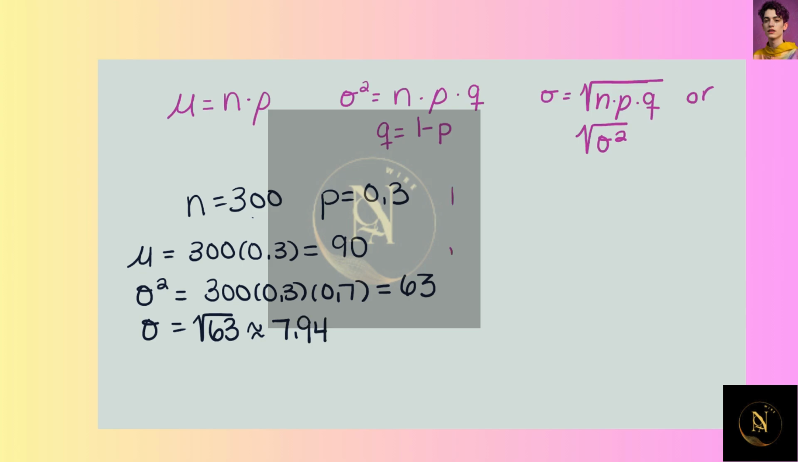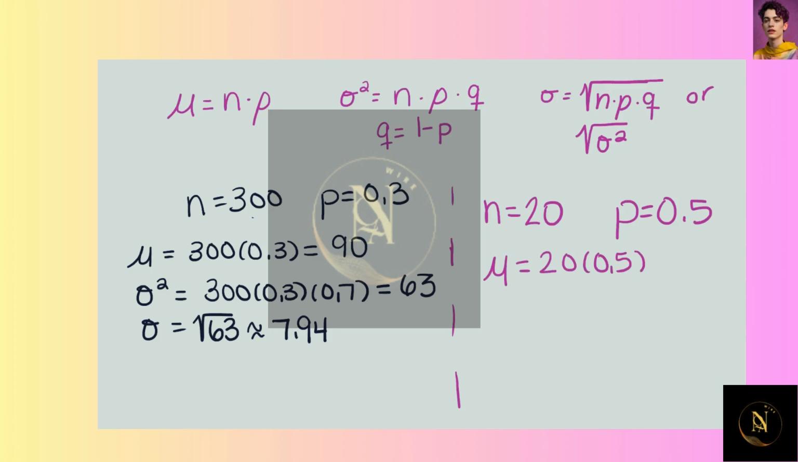Let's try another one. The sample size is 20, and the probability is 0.5. So to find the mean, I'll do 20 times 0.5, which is 10.